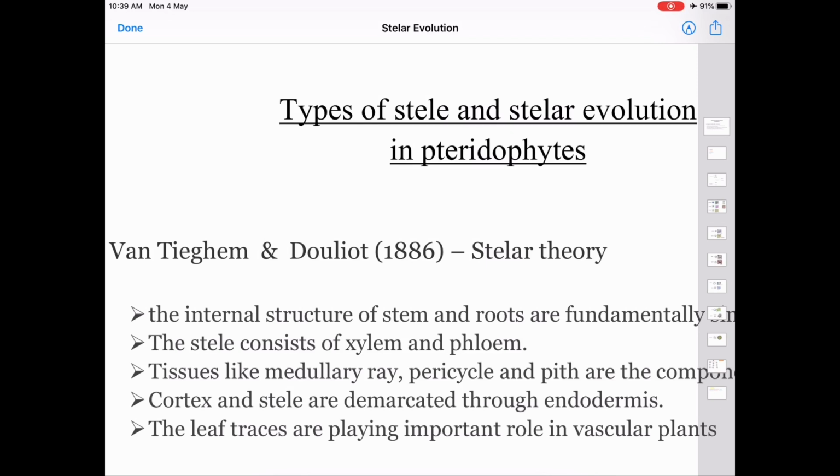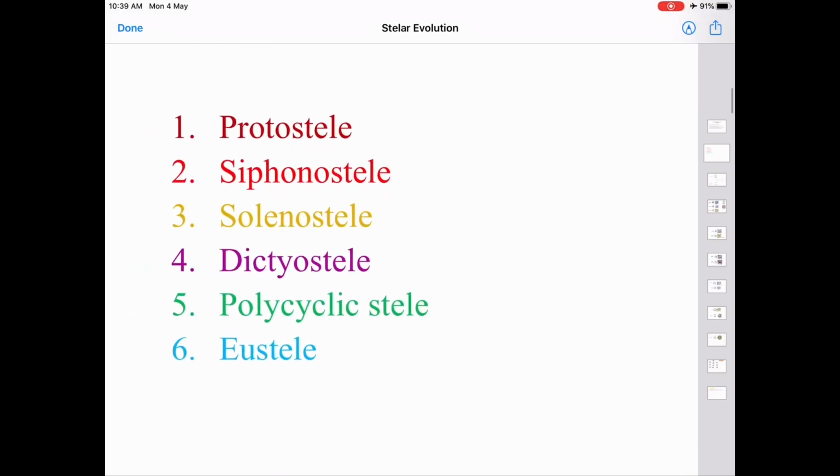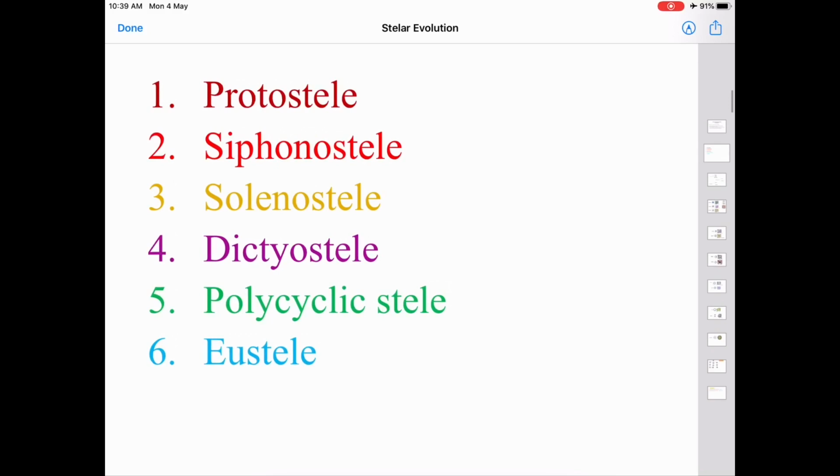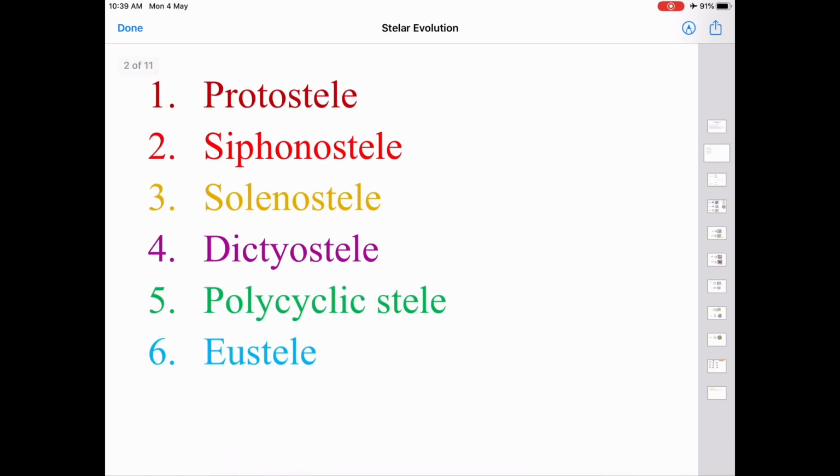Van Tieghem and Douliot explained only 3 types of stele, but collectively in pteridophytes there are 6 different types of steles. They are the Protostele, Siphonostele, Solenostele, Dictyostele, Polycyclic stele and Eustele. Thus, there are 6 different types of stele in the case of pteridophytes.